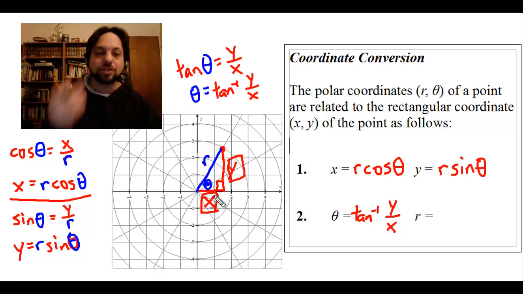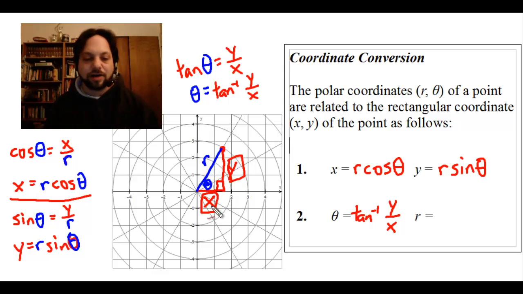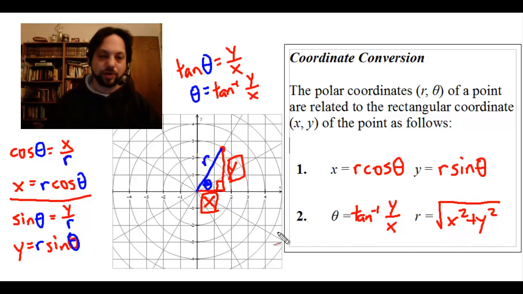And what is the relationship between x and y and the r that we're trying to find? Of course, you can do a Pythagorean theorem type relationship. x squared plus y squared equals r squared. And therefore, r is actually going to be the square root of x squared plus y squared.